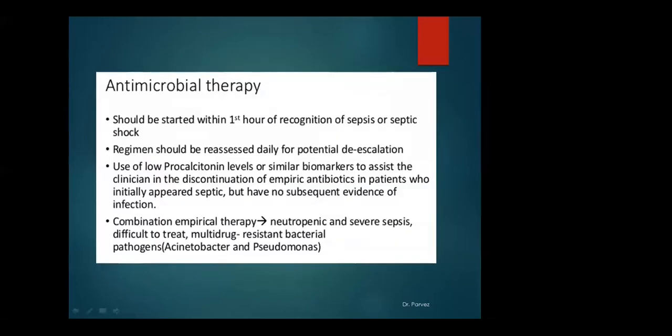So coming to the second step, after drawing some of the basic blood tests on initial assessment, then giving appropriate amount of IV fluids, then comes the appropriate empirical antibiotics. This should be started within the first hour of recognition of sepsis or septic shock. The regimen should be reassessed daily for potential de-escalation. Procalcitonin levels can guide us to see if the empiric antibiotics are to be continued or de-escalated. Always look for combination empirical therapy in severe sepsis or neutropenic patients, and when you suspect multi-drug resistant bacterial pathogens.